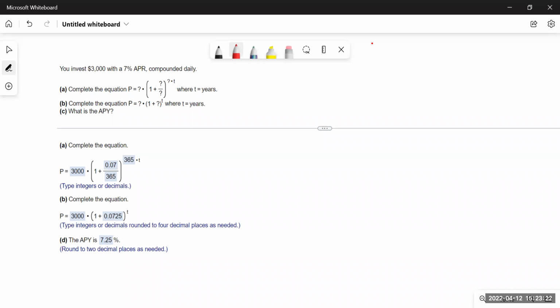You invest $3,000 with a 7% APR compounded daily. Now, the first question says complete the equation P equals ? times (1 plus ? over ?) exponent ? times T. So basically, what is being demanded here is that we want you to fill in the compound interest formula, right?